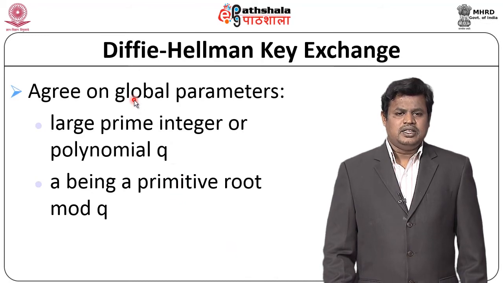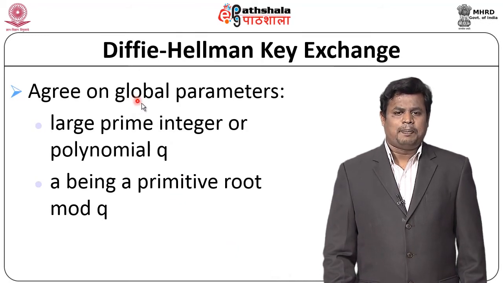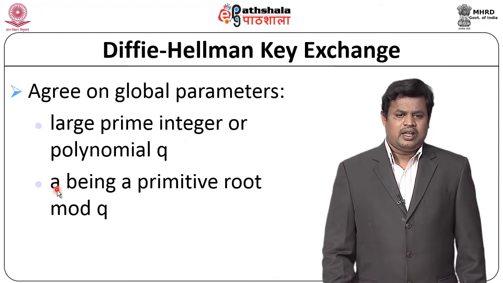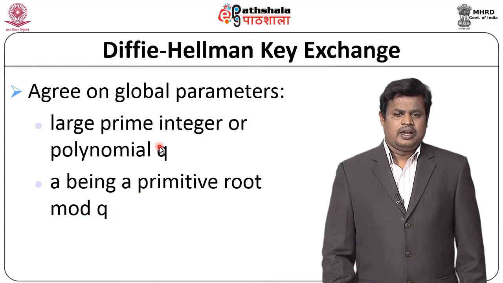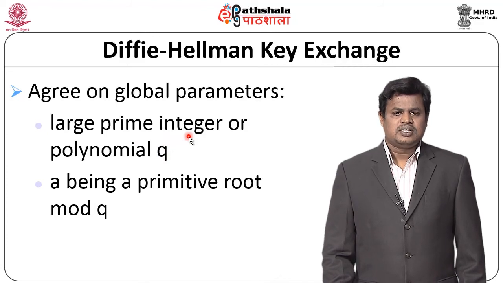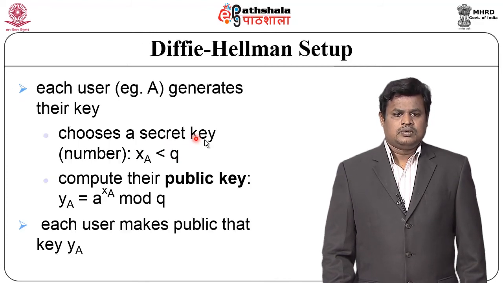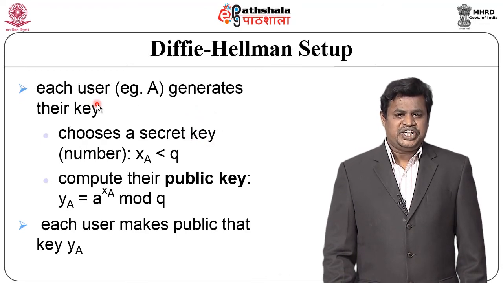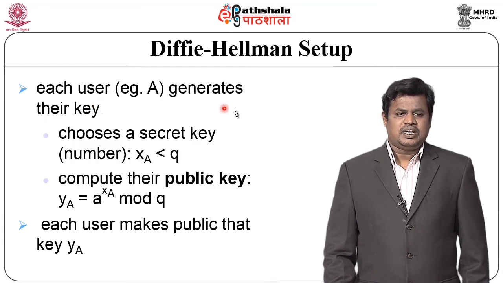So in this exchange algorithm, the global parameters, that means the publicly known information, are one, a large prime number or the polynomial q, and another, a, being a primitive root of mod q. So here a is a primitive root of q, where q is a large prime number, which we consider as 1024 bits.